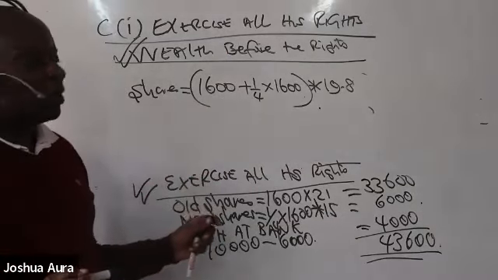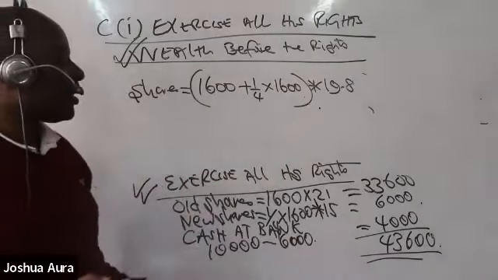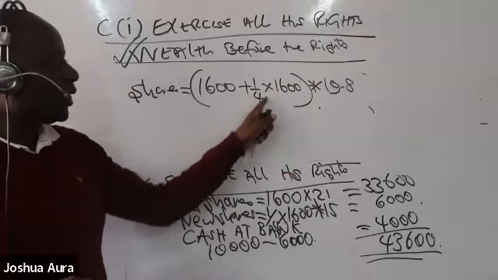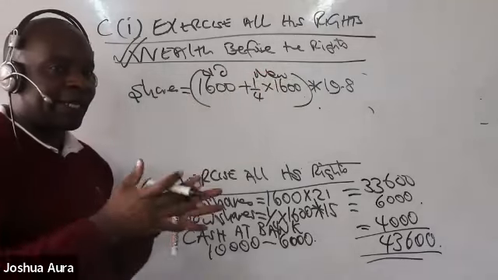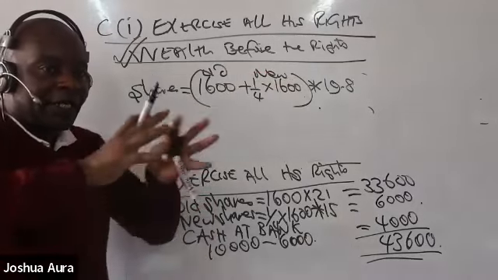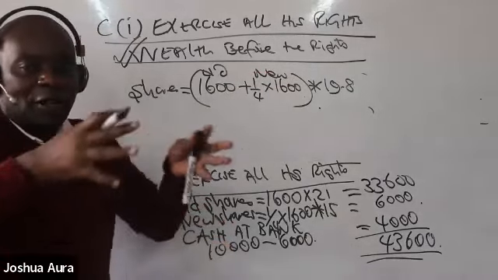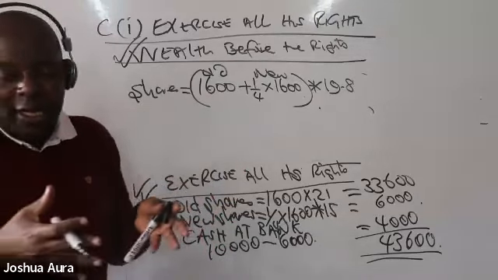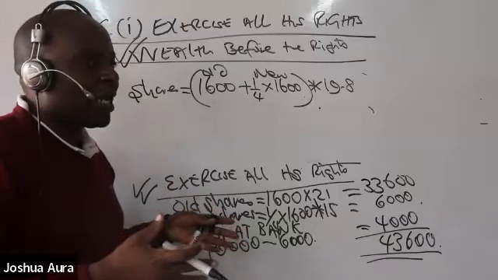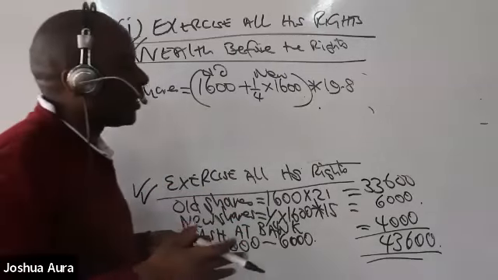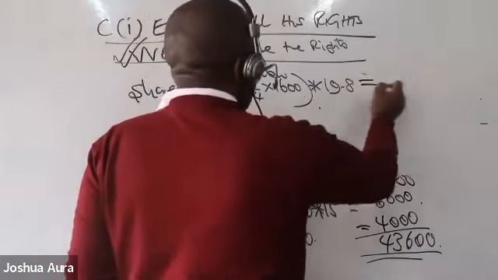This is method 2. So could you kindly give me this answer? 1,600 plus a quarter. These are the old and these are the new. And because I put them in the same basket, I'm now valuing them at the average price.